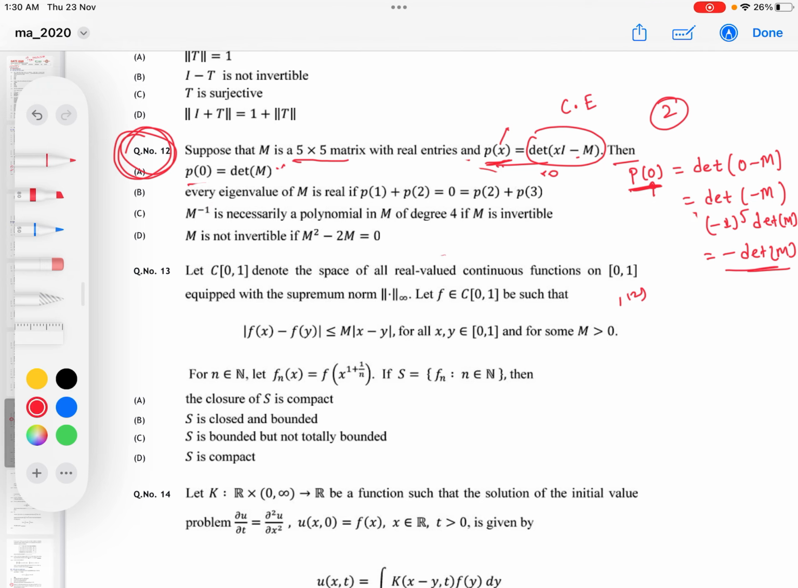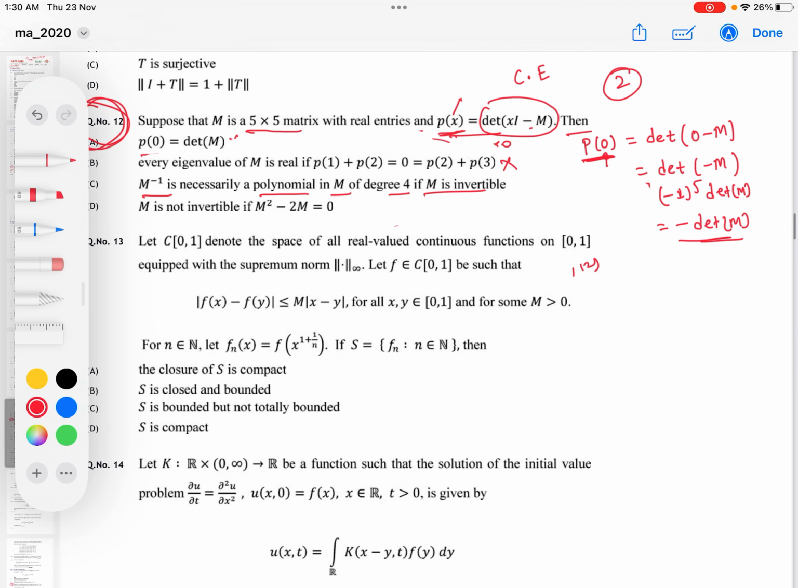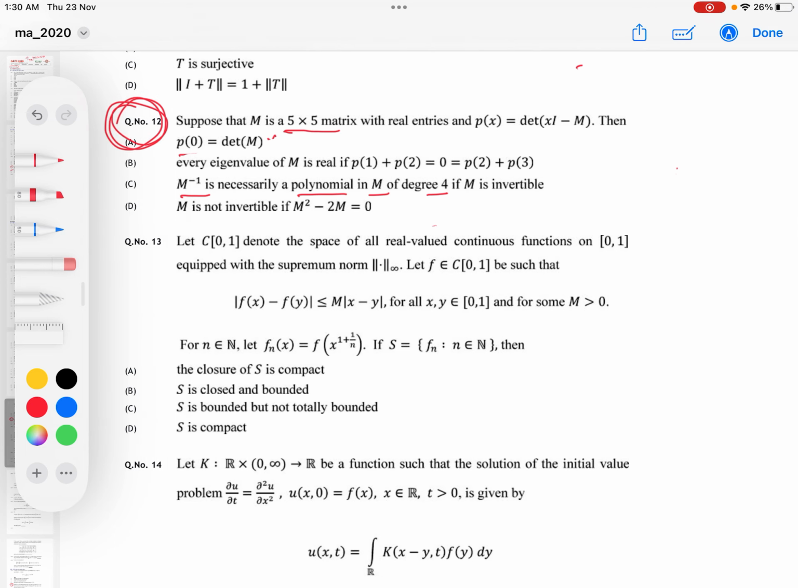So this option is also incorrect. Next option: M inverse is necessarily a polynomial in M of degree 4 if M is invertible. So we will have to see that M inverse is a polynomial having degree 4, and it is given that M is invertible.